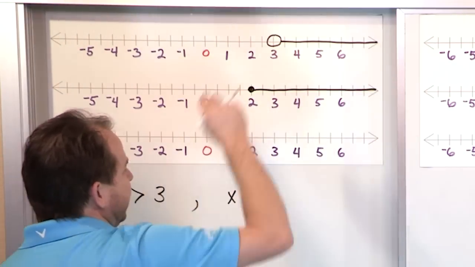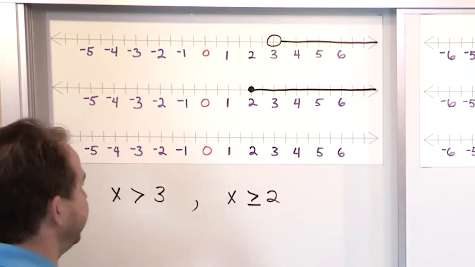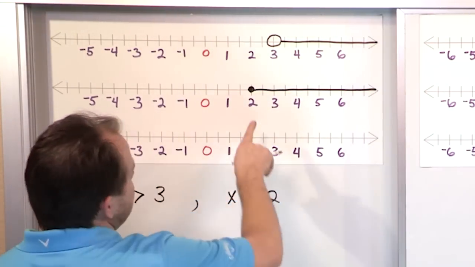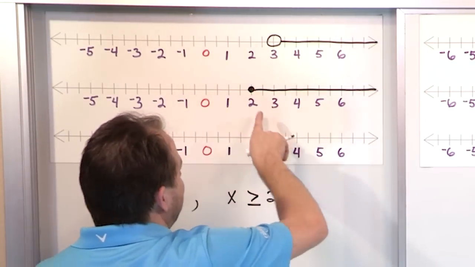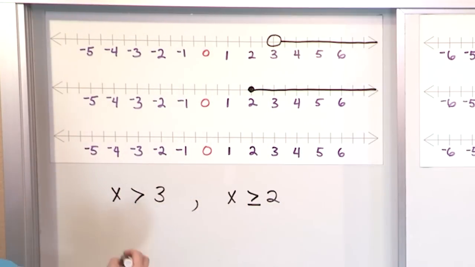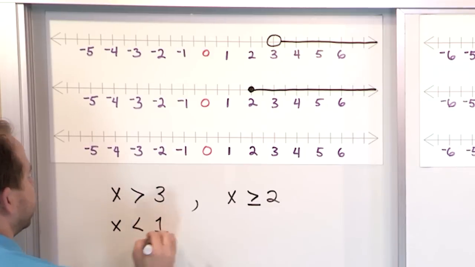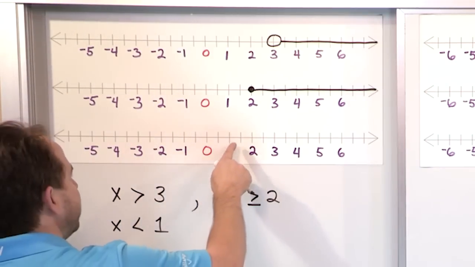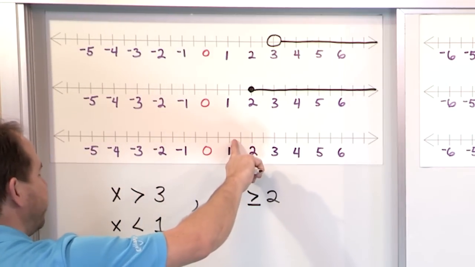You can put a little arrow at the end if you like, showing that you're going on and on to infinity. So this open circle means we're not including the number 3, everything to the right of it though. This closed circle means we're including everything to the right of 2 and also including the number 2. So if we had the inequality x is less than 1, for instance, that would mean everything smaller than 1. So it would be 0, -1, -2, and so on to the left of 1. So we go to the graph, to our number line, we find the number 1, which is right here.